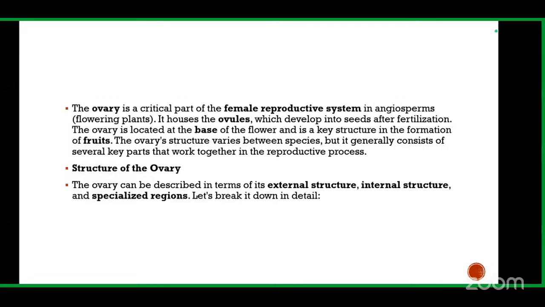The ovary is located at the base of the flower and is a key structure in the formation of fruit. So what is the structure of the ovary? It can be described in terms of external structure, internal structure, and specialized region.